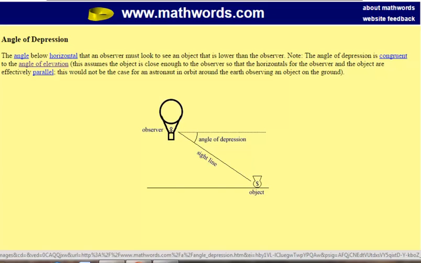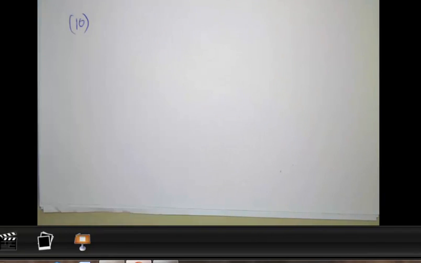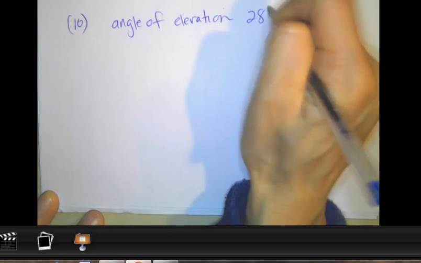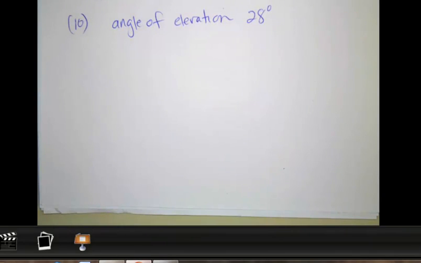So let's go ahead and take a look at the homework. On the back, we can take a look at number 10. Number 10 says, a lift chair at a ski resort has an angle of elevation of 28 degrees and covers a total distance of 4,640 feet. What is the vertical distance covered by the lift chair?